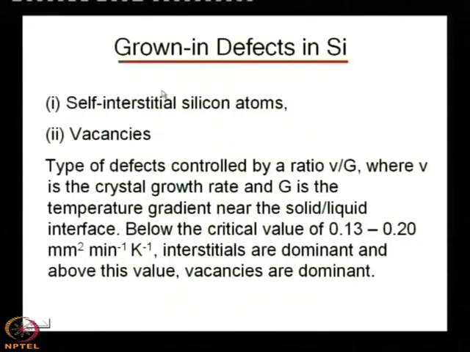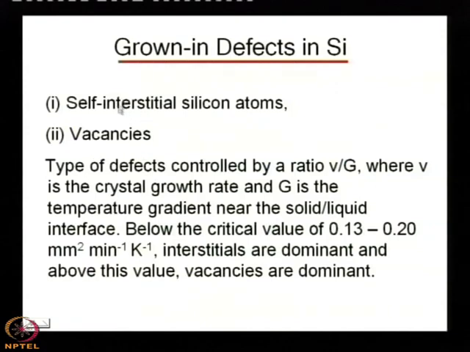Now, if you see this presentation, you will find that there are some grown-in defects in silicon. Those grown-in defects in silicon are mostly of two types. One is self-interstitial silicon atoms and another is vacancies. In a silicon crystal the host matrix is silicon and there are interstitial sites as well. If silicon occupies those sites, then it is known as a self-interstitial silicon atom, and there will be vacancies as well, which we have discussed.